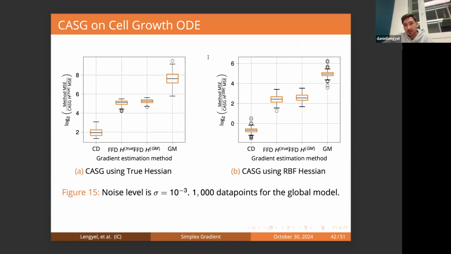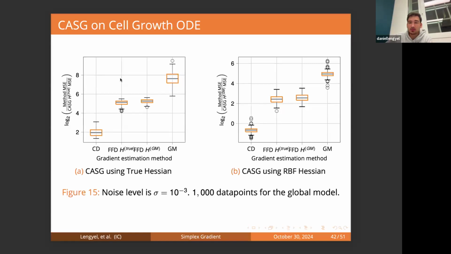Now for the curvature line simplex gradient, which is the second approach where we actually use Hessian information. We ran it on a cell growth ODE, simulating cancer growth. Here we have two figures, one comparing our method using the true Hessian and one with the RBF Hessian. Let's look at the first figure first, as the baseline. We take the ratio of the other method, let's say the forward difference method, with our method, and we take the log of that. This tells us that if, for example, we have a 2 here, we're 4 times better on average on 100 samples of this function.